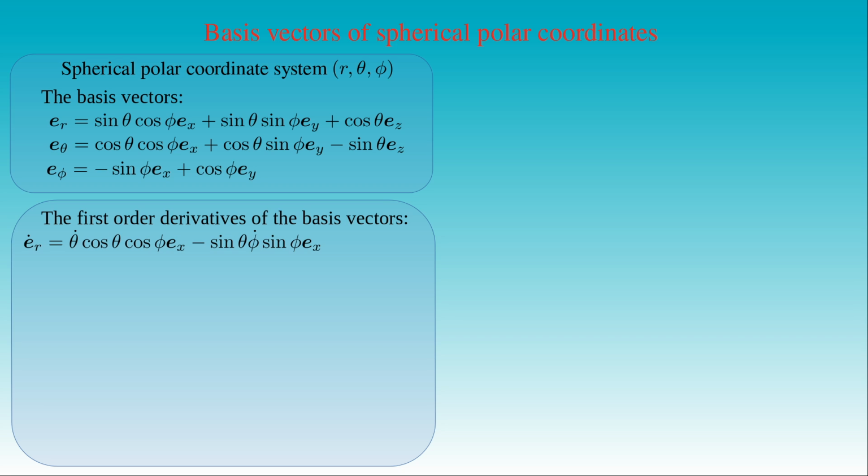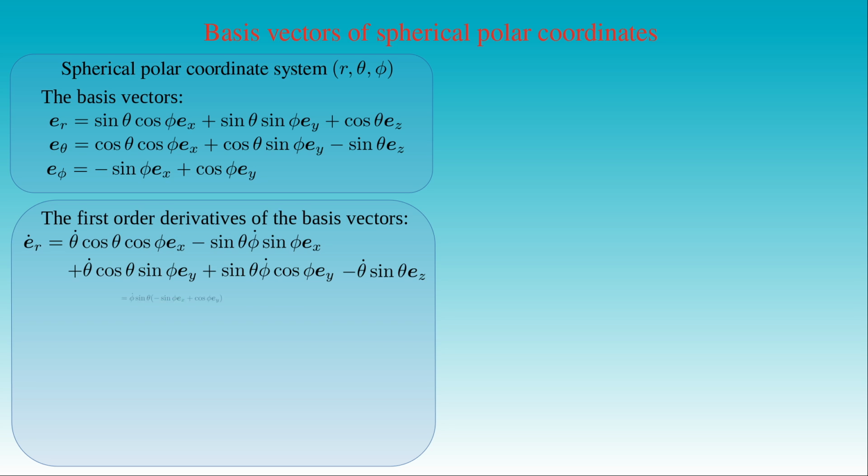Since the y component is given by sine theta times sine phi, its derivative is equal to theta dot times cosine theta times sine phi, plus sine theta times phi dot times cosine phi. Similarly, since the z component of the basis vector ER is cosine theta, its derivative is equal to minus theta dot times sine theta. Now we can factor out the expression phi dot times sine theta from the second and the fourth terms in the right-hand side.